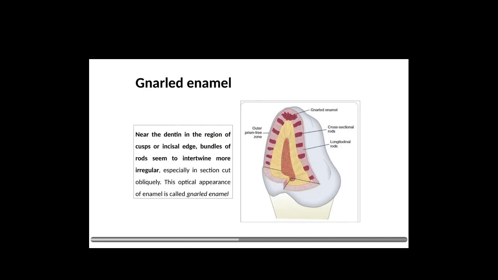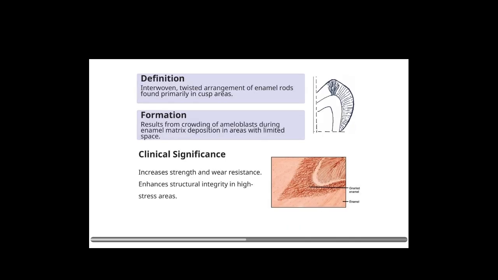Gnarled enamel appears near the dentin and cusp or incisal edge regions, where bundles of rods intertwine irregularly, especially in oblique sections. This optical appearance is significant in understanding enamel's structural complexity and its role in enhancing durability in high-stress areas. Gnarled enamel features an interwoven, twisted arrangement of enamel rods, primarily in cusp areas. This formation arises from the crowding of ameloblasts during enamel matrix deposition in confined spaces.